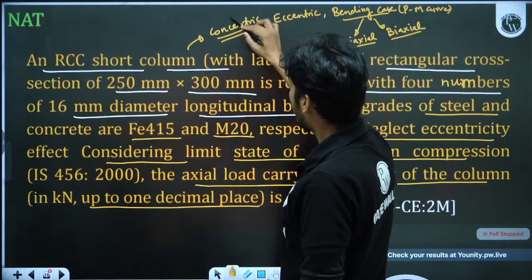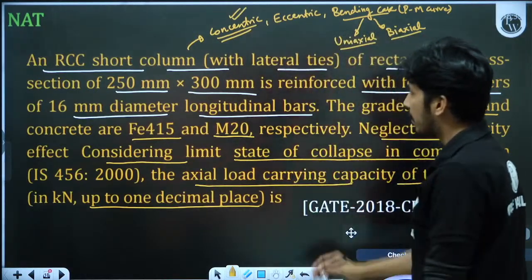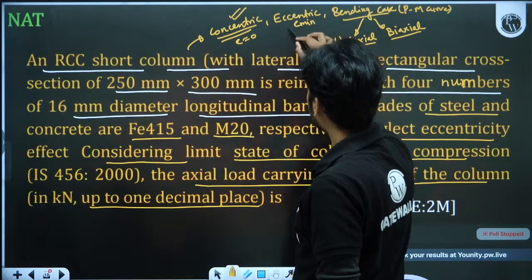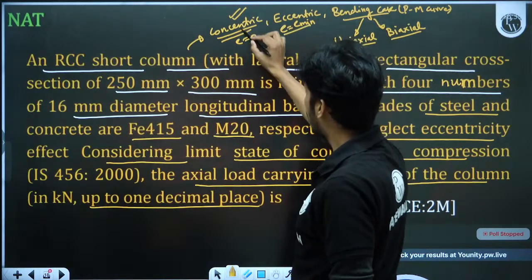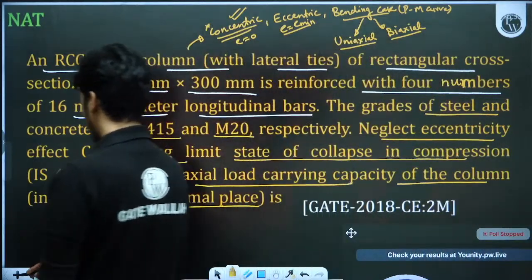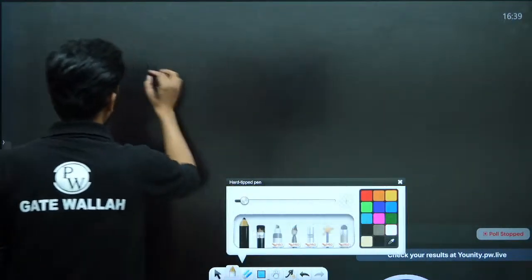This question is from the concentric case, which means the eccentricity is 0. In the eccentric case, the eccentricity is at least the minimum, but this question is of the concentric case. In the concentric case, what is the equation? Let us see. The equation is PU.